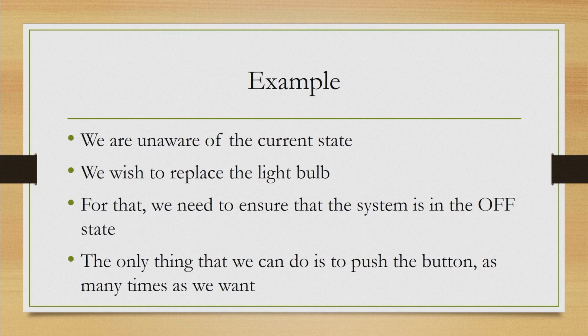Now, suppose we assume further that we do not know the current state before we attempted to replace the bulb. So, in that case, what can we do? We can at most push as many times as we wish. Our problem is, can we ensure by pushing that we can reach a state which is safe, or we can reach the off state?